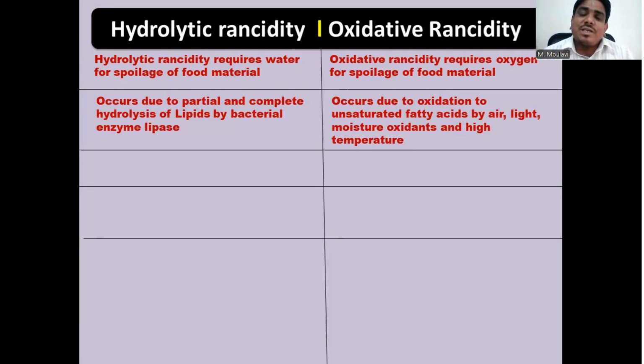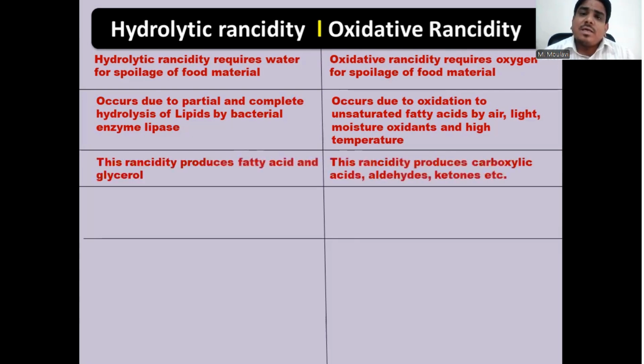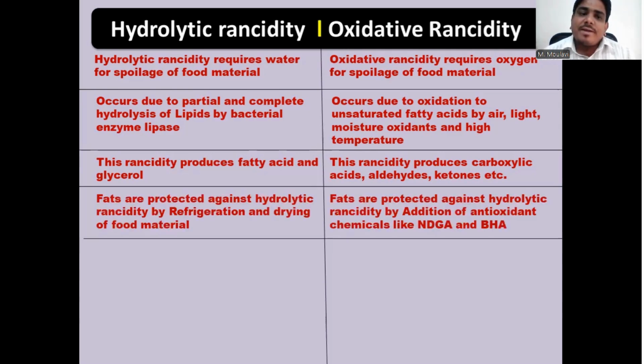Oxidative rancidity occurs due to the oxidation of the unsaturated fatty acids in the lipid by air, light, oxidants, moisture, and high temperature. Hydrolytic rancidity produces glycerol and fatty acids, while oxidative rancidity of the food material produces different organic compounds like carboxylic acids, aldehydes, ketones, etc. Some products are volatile. To avoid hydrolytic rancidity, the fats are protected by using refrigeration and drying of the food material.